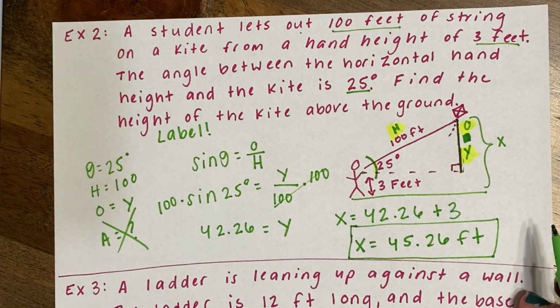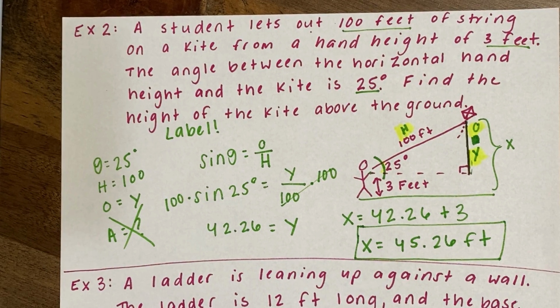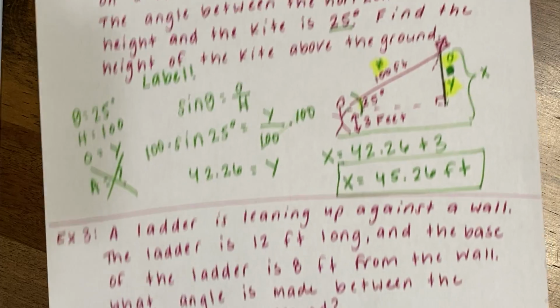So in these types of questions, you always have to ask yourself, is the height measured from the ground, or is there an additional height that I'll have to add on to find the complete height, which in this case was 3 feet. Okay. All right, so let's move on to example 3.